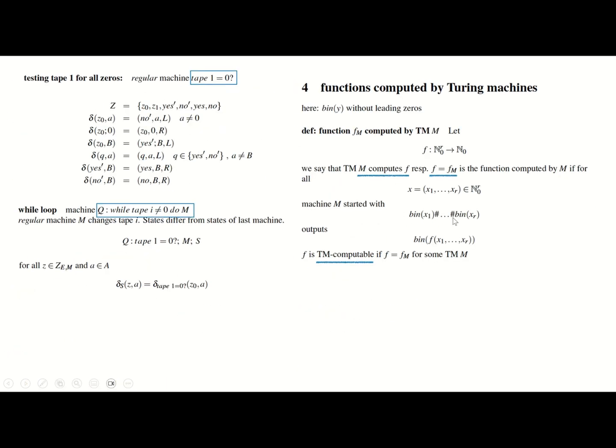And now we say that a function is Turing machine computable if there exists a Turing machine that computes it. So in most generality, what this means nowadays is that a function is Turing machine computable basically means there exists an algorithm that computes this function. And that algorithm for us is by definition something that can be written as a Turing machine.